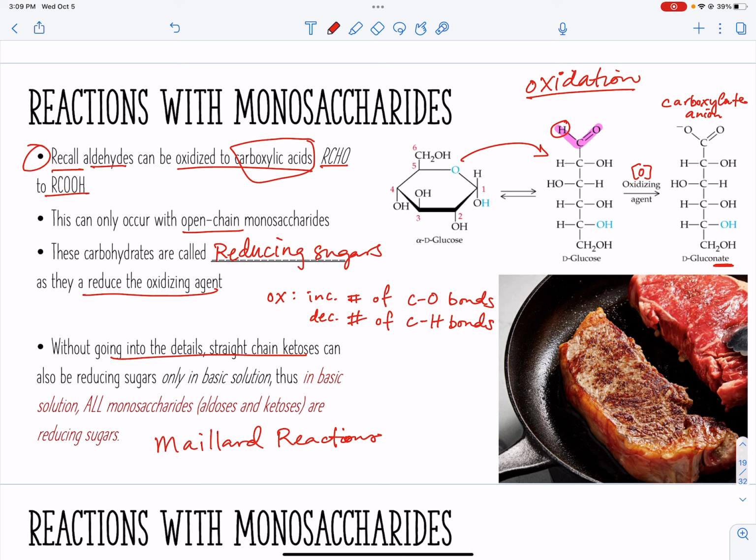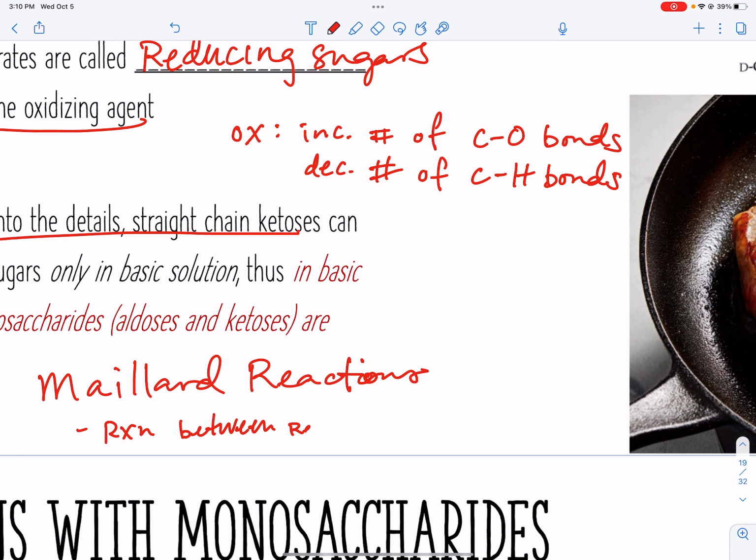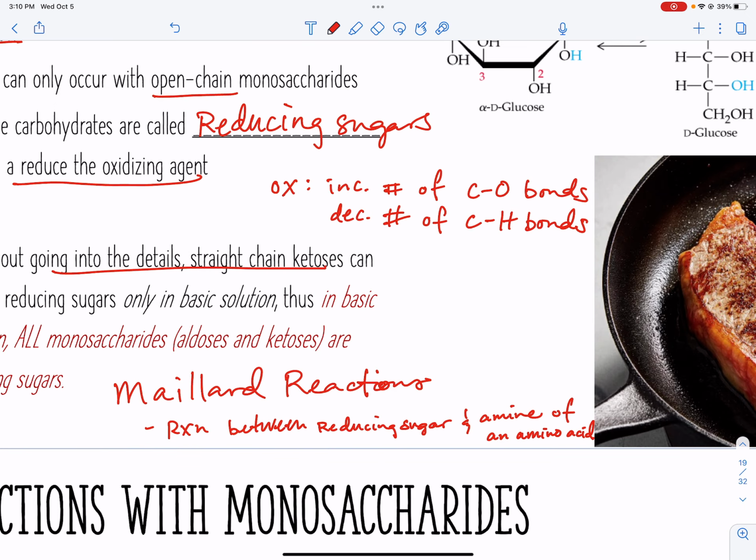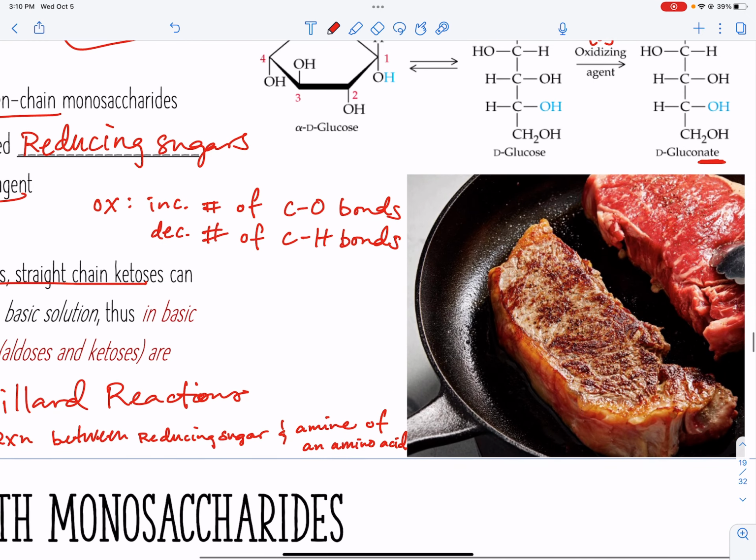In Maillard reactions, these reducing sugars react with the amine group of amino acids. So it's the reaction between a reducing sugar and the amine group of an amino acid.